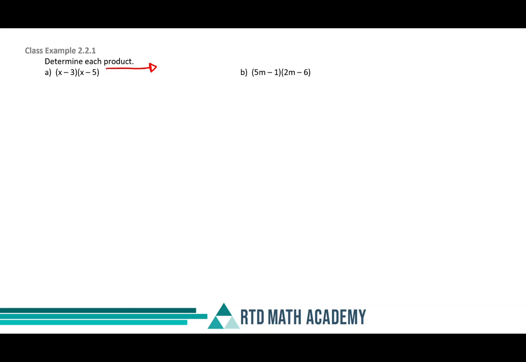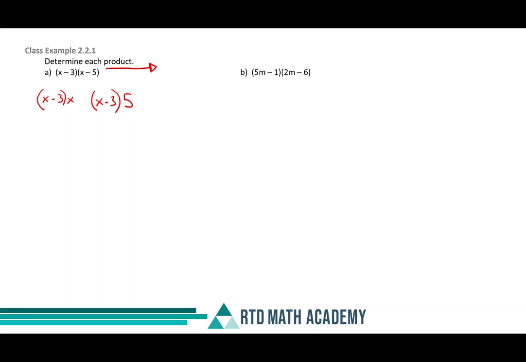I'm going to do it one way for question A and then another way for question B, and you can determine which way you like the best. In our last class example, we used the distributive property, which meant that every term in the first set of brackets is multiplied by everything in the second. We could rewrite this as x minus 3 multiplied by the first term in the second set of brackets, and then x minus 3 multiplied by the second term.